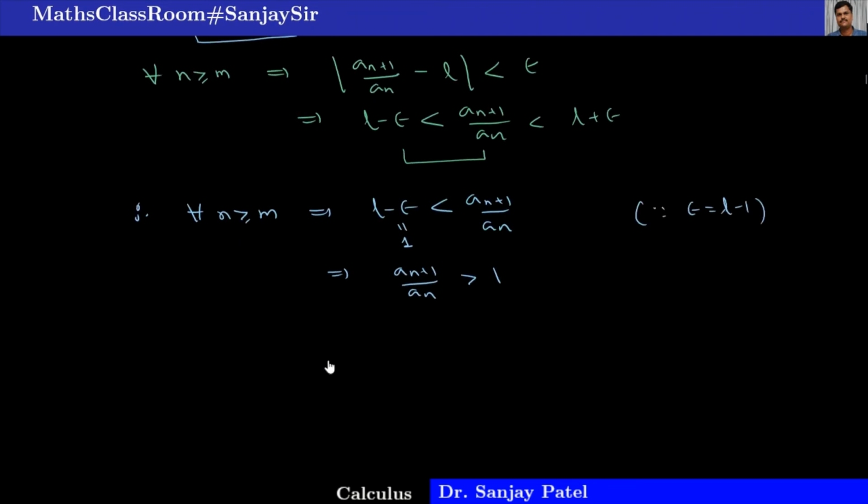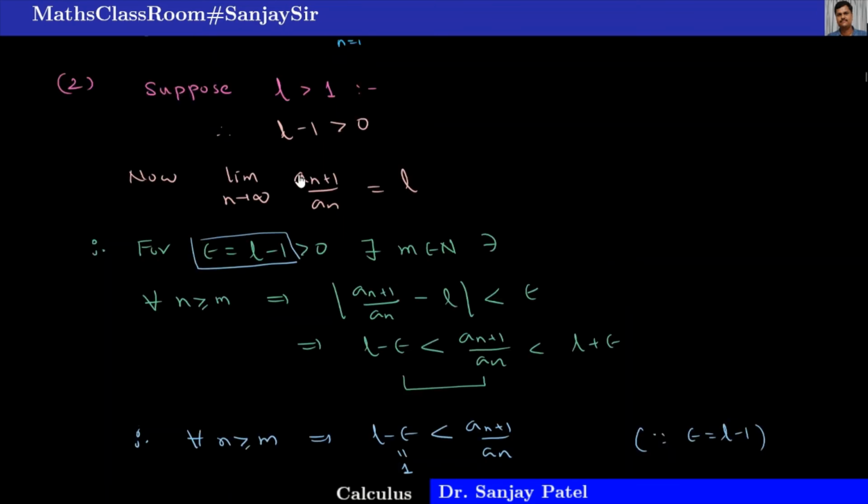And again, by the ratio test which we have proved in the previous theorem, sigma a_n is divergent in this case. So we have proved the theorem. If the limit n tends to infinity a_{n+1}/a_n equal to L exists, then for L less than 1 the sigma a_n is convergent, for L greater than 1 it is divergent.